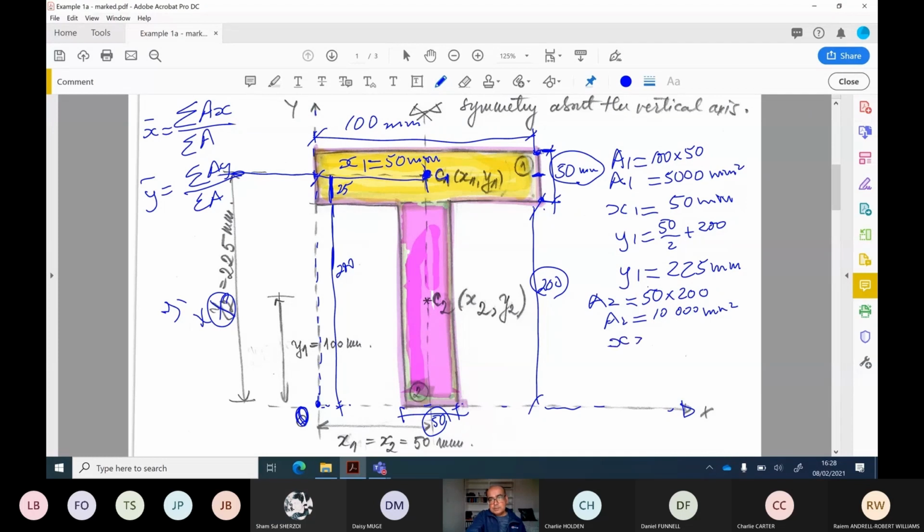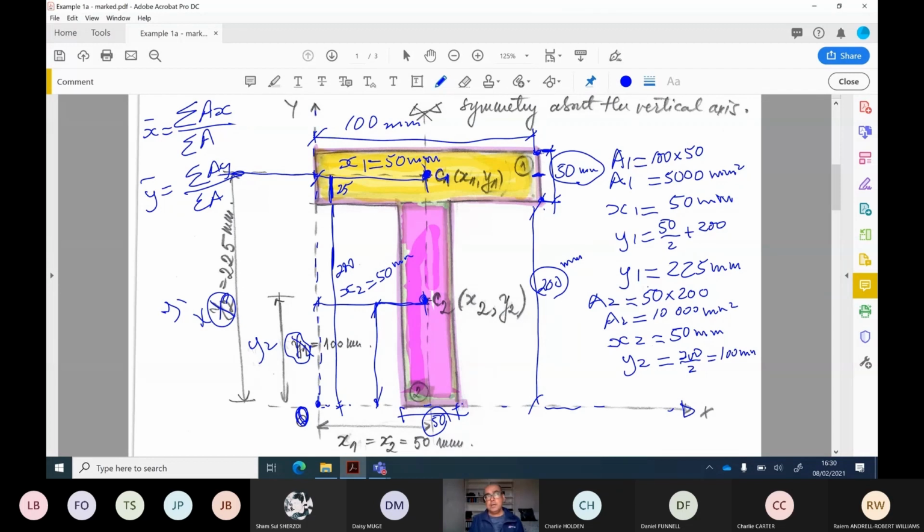Now X2 is the horizontal dimension from the center of this area to the vertical datum. All right, this is my X2. So X2 and X1 are the same, which is going to be 50 millimeter. And Y2 is the distance from this point to the bottom. It will be half of 200, which is 100. So Y2 will be equal to 200 divided by 2, which is 100 millimeter.